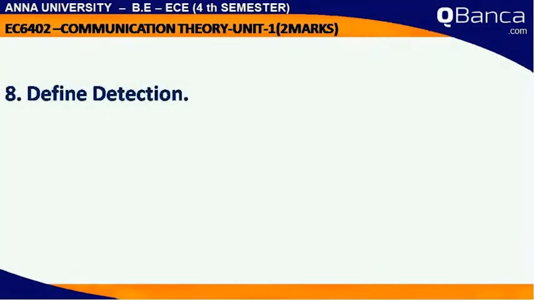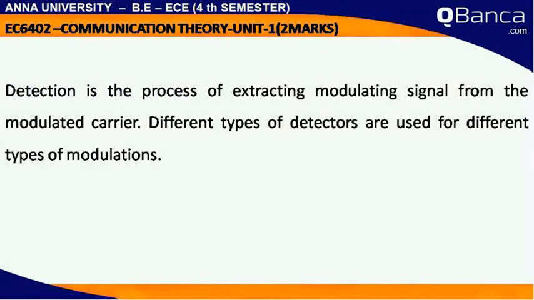Define demodulation. Demodulation is the process of extracting the modulating signal from the modulated carrier. Different types of demodulators are used for different types of modulation.